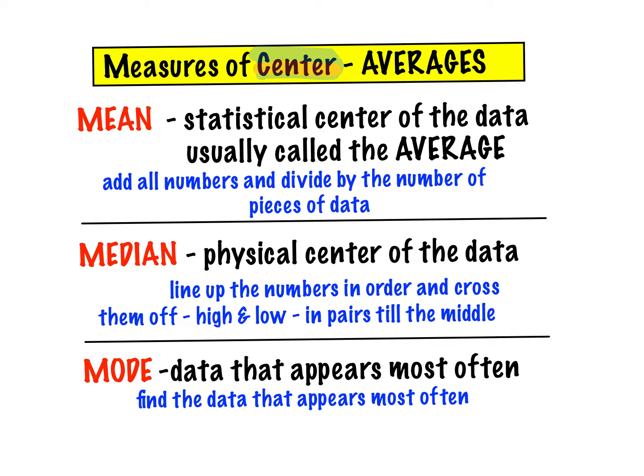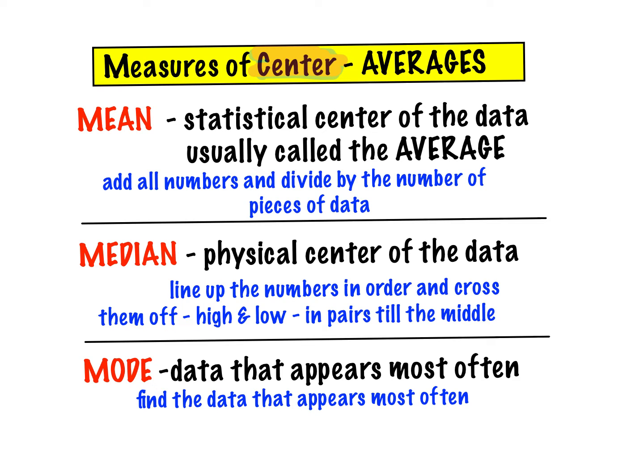So what we're talking about are averages today, which are considered measures of center. And there are 3 different types of measures of center or averages. Most often, when we say average, we're referring to the mean. But median and mode are also averages. So earlier, when you guys asked me what was the average test score on this test, I gave you the mean. I could have calculated a median or a mode, but most of the time when we say average, we're talking about mean. Okay, so the mean is the statistical center of the data, which is usually called the average.